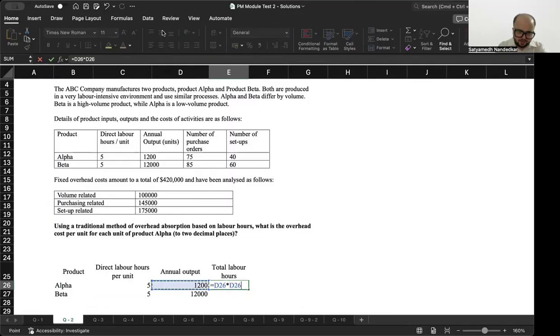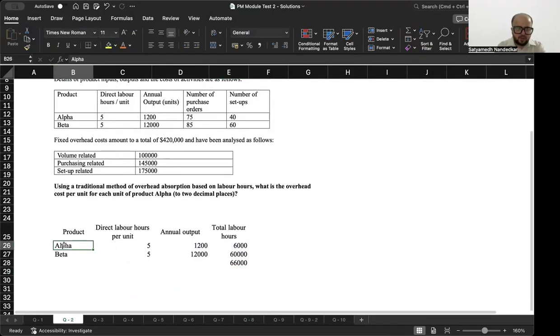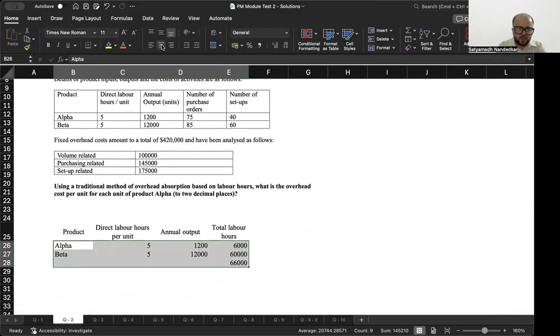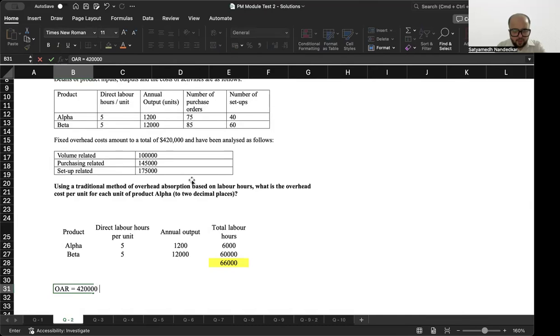Total labor hours 6,000 and 60,000. Okay. Now what do we do next? It gives me total labor hours of 66,000. Now tell me something. If you observe the question carefully, 66,000 is the total labor hours. Total overheads are 4,20,000. Overhead absorption rate is budgeted overheads 4,20,000 upon budgeted hours 66,000.